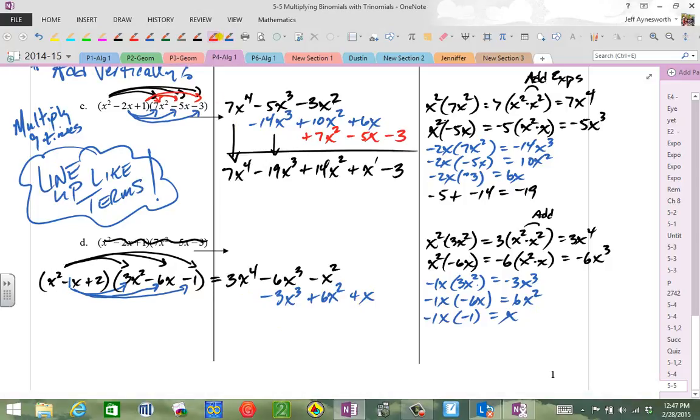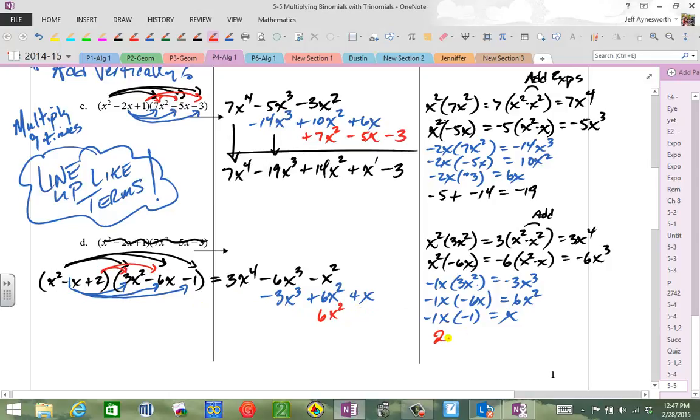Switching colors. Okay, now you get to distribute the 2 through. 2 times 3x squared, 6x squared. Line up the squares. So 6x squared. 2 times a negative 6x, negative 12x, right? 2 times negative 6 is negative 12. So minus 12. Oop, there should be a plus sign in there.